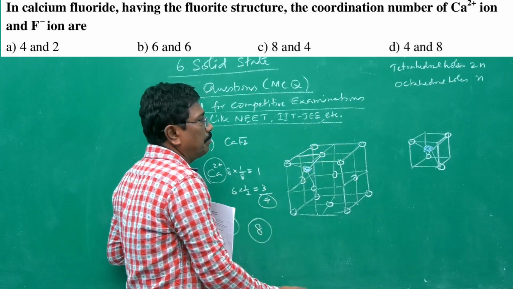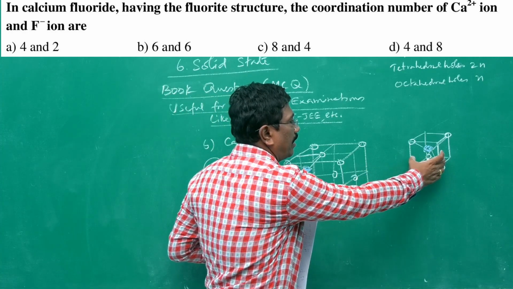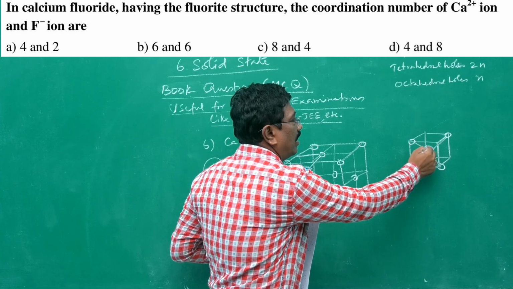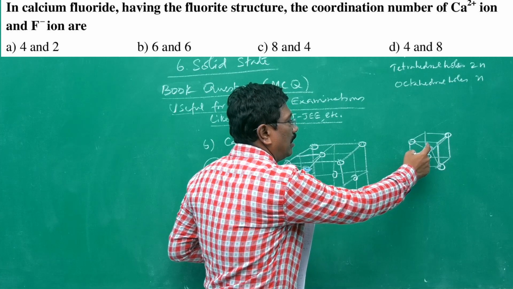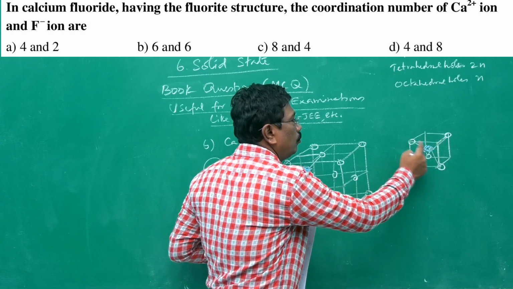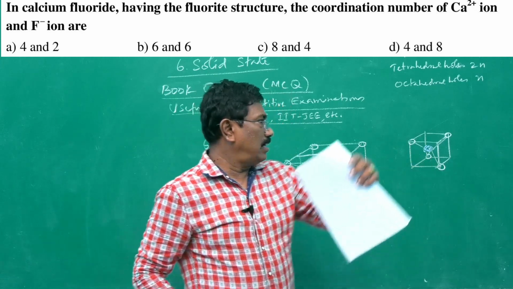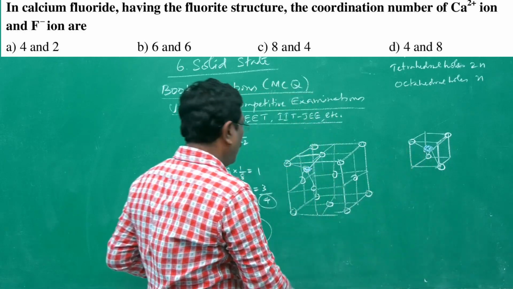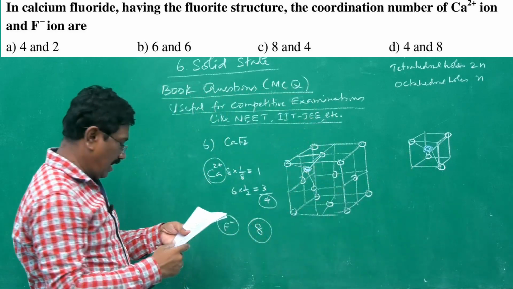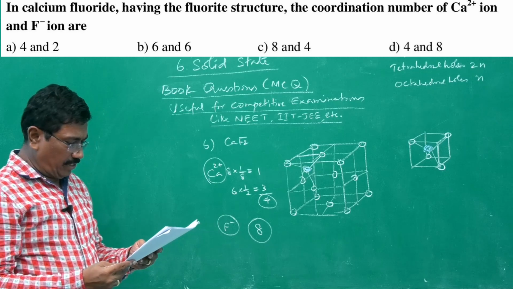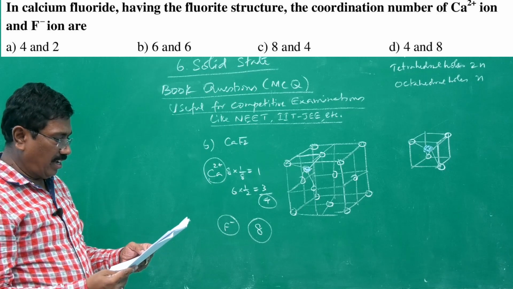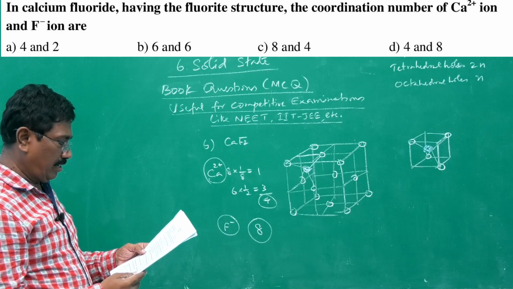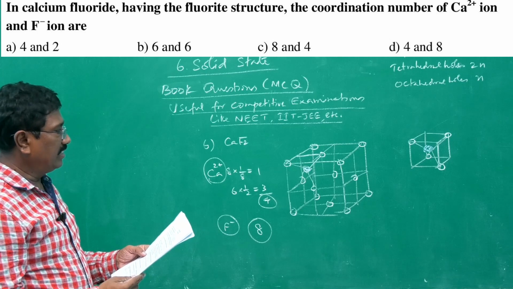If we consider 8 segments, one such segment I have taken separately, and it is placed at the center of the tetrahedron, where its nearest neighbors are 1, 2, 3, 4, at that corner, this corner, this corner, that corner. So there are 8 such fluoride ions, and therefore the answer for the question is 8 and 4. The coordination number for calcium ion and the fluoride ion is 8 and 4.